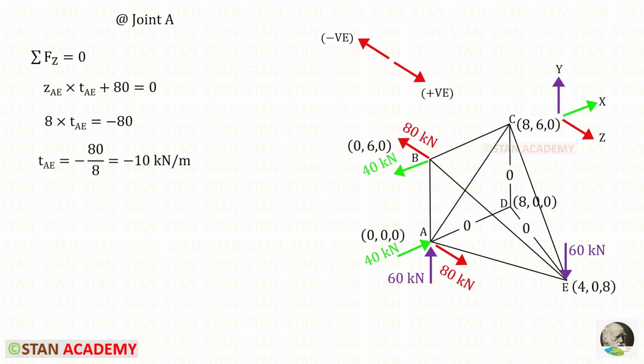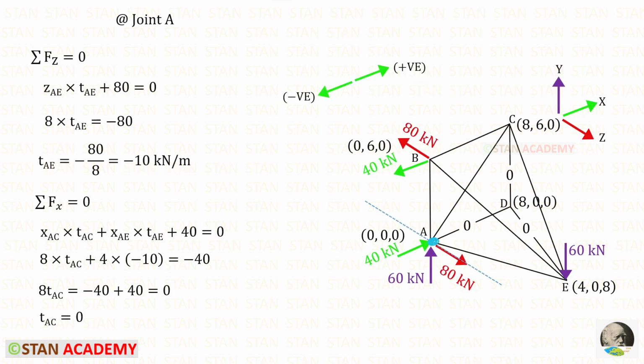Then we have to check if there is any load or reaction in the Z direction. There is a reaction in the Z direction, that is 80 kilonewton. It is acting this way, so it will be positive. Distance of AE in the Z direction is 8 minus 0, so it will be 8. For TAE, we will get minus 10 kilonewton per meter.